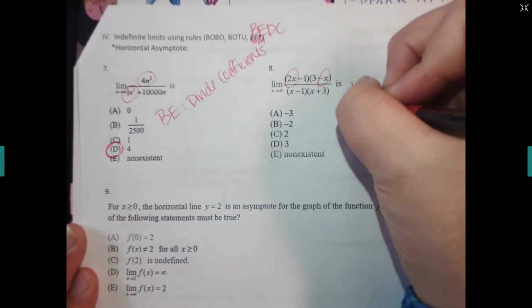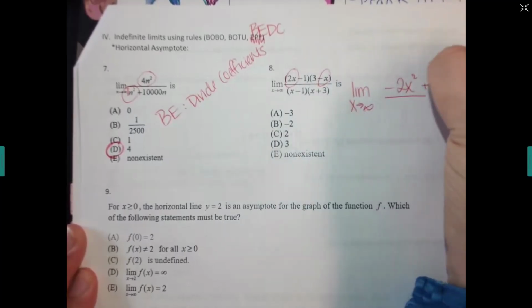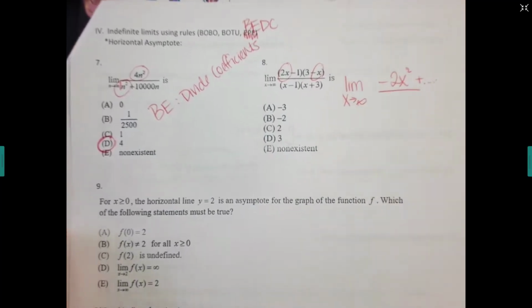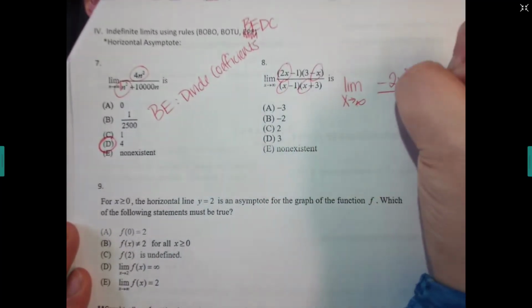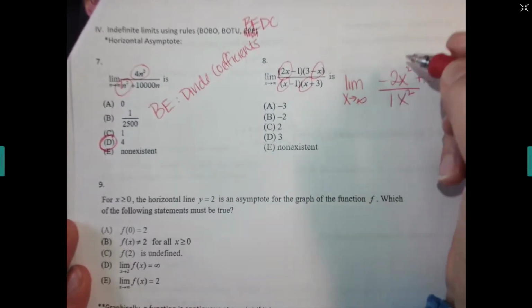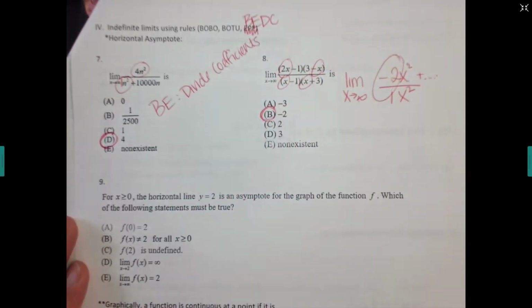Negative 2x squared. Okay, but we don't care about everything on top. We just care about the biggest thing. Okay, and then on bottom, what's x times x? Then is it a Bobo, a Botten, or a Betsy? Betsy, we're dividing those front numbers. That'd be a negative 2 divided by 1, which would be negative 2.